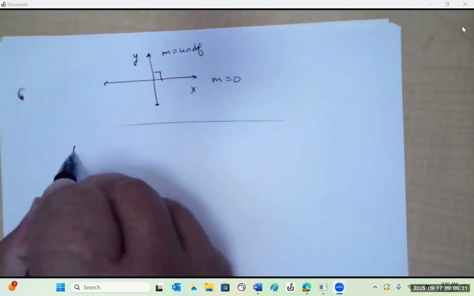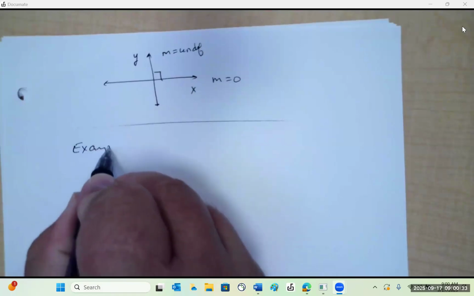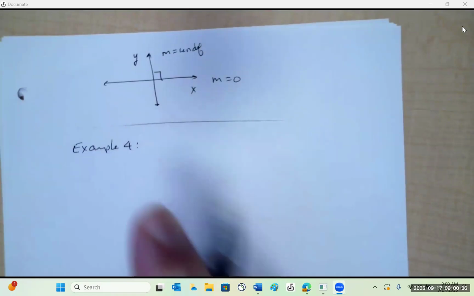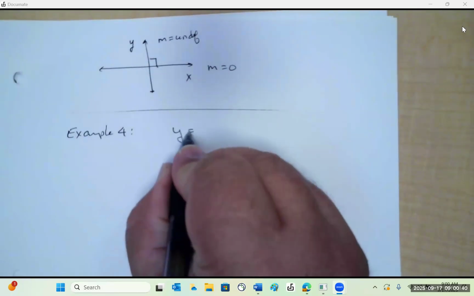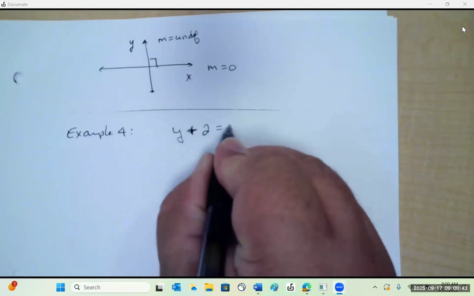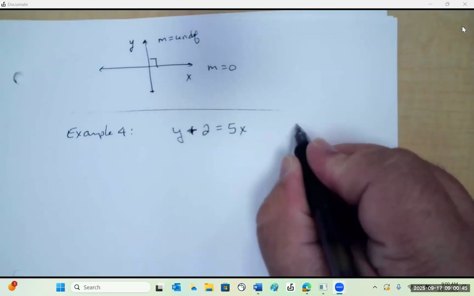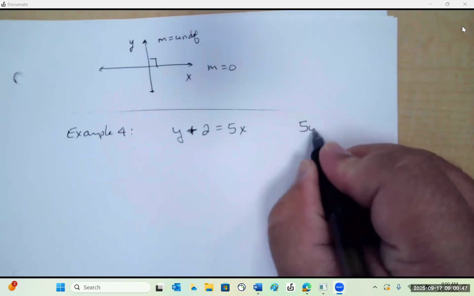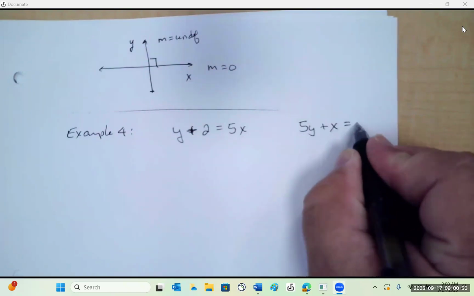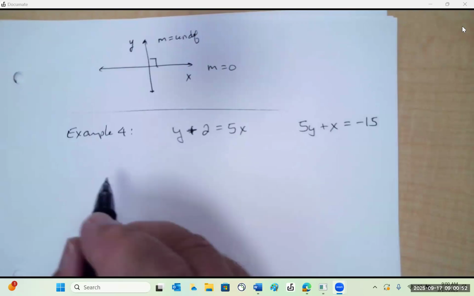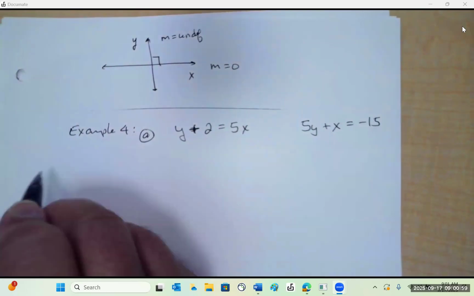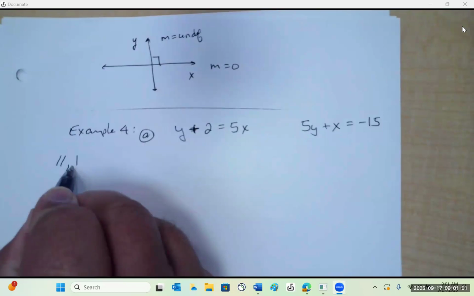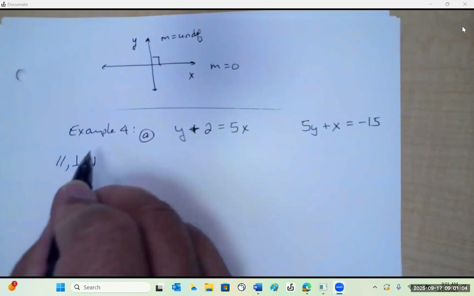Okay. Example 4. Here are two lines. y plus 2 equals 5x and 5y plus x equals -15. This is A. Tell me if the two lines are parallel, perpendicular, or neither.